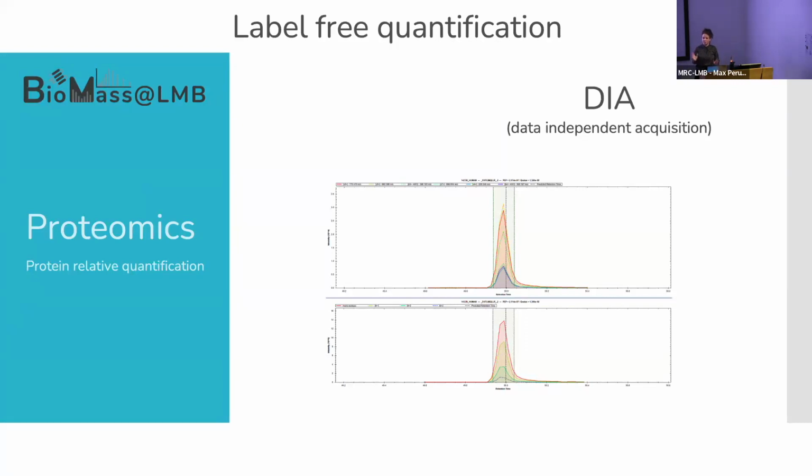Whereas in DIA, you have much more information that you can use towards quantification. You can use the extracted ion chromatogram, so again, the signal of the mass of the peptide, but you can also use the signal of the fragments of the peptide. So you have more information coming in.